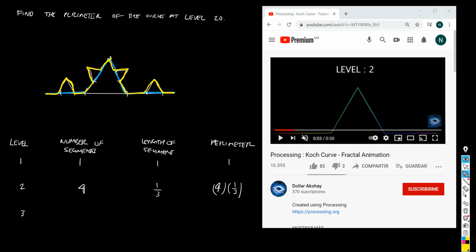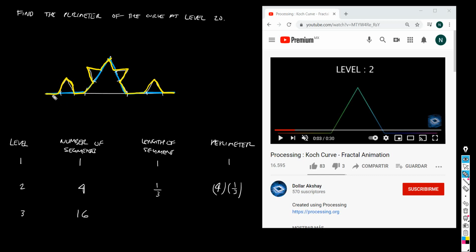Okay, now what is going to be the number of segments that I have at level 3? It's going to be 16. Why 16, guys? Because previously we had 4 segments. You have to understand this. We came from 4 segments, and each of those segments was divided again into 4 parts.